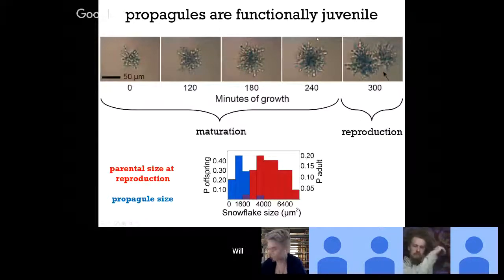And it turns out these propagules are functionally juvenile. By that I mean they grow for a while before they split. Once they get big enough and they begin to experience a lot of cell-cell forces, then they'll break off and pop off a propagule. This is just a graph showing size at reproduction. These are parents and these are juveniles. And you can see these size distributions don't really overlap very much. So newly produced propagules are almost always too small to reproduce until they grow. So that gives you this juvenile stage.